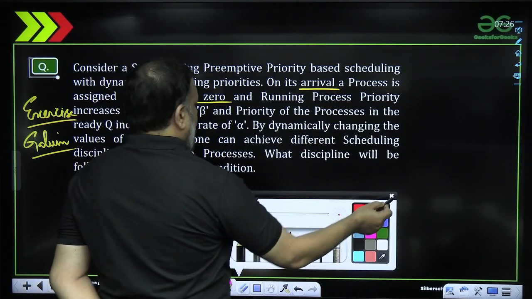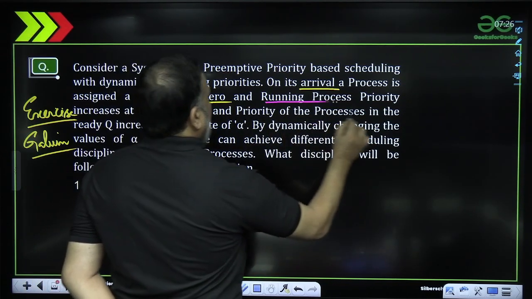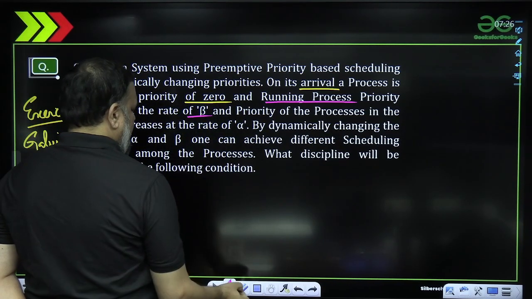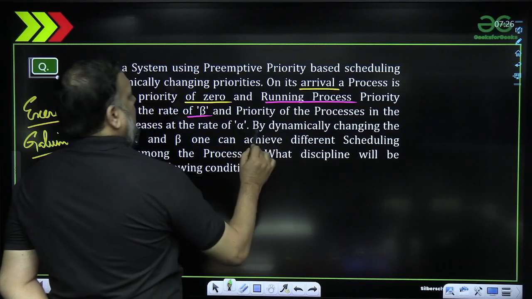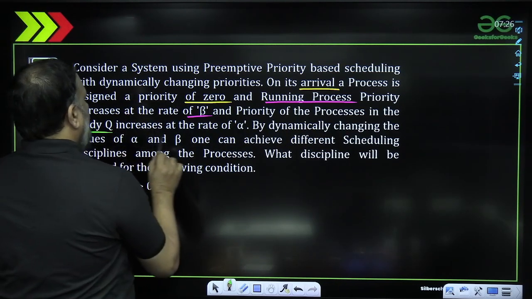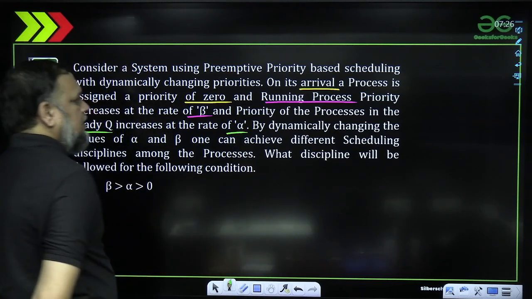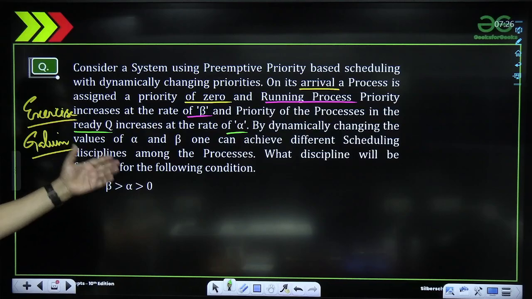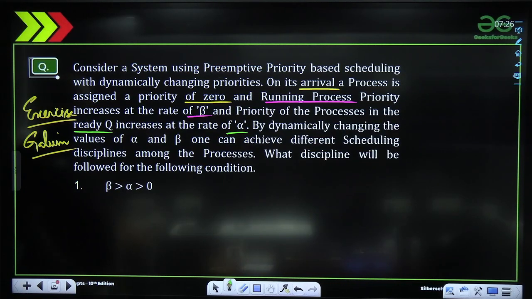Okay? And running process priority increases at the rate of beta, and finally, for a process in the ready queue, its priority increases at the rate of alpha. So alpha, beta and 0. By dynamically changing the values of alpha and beta, one can achieve different scheduling disciplines, different scheduling algorithms among the processes. So the question is, what discipline will be followed for the following condition?